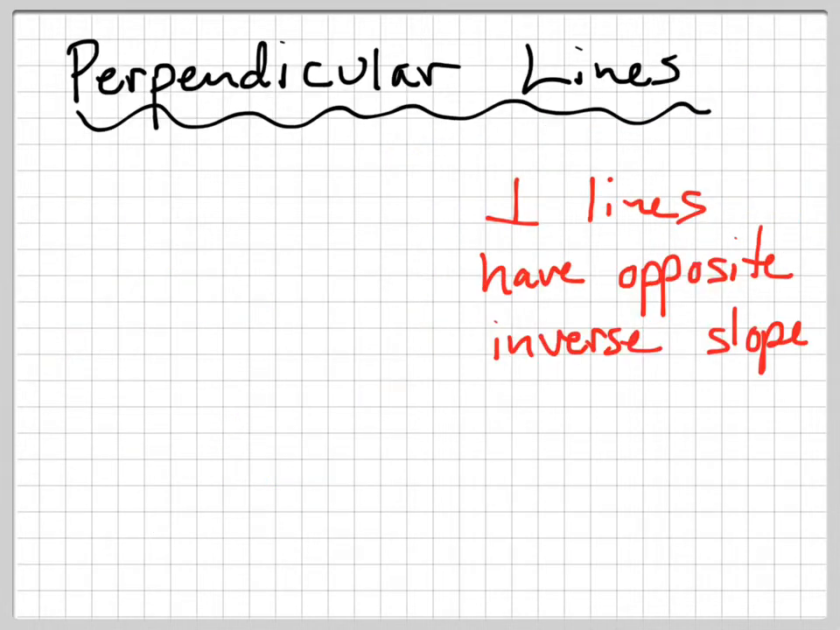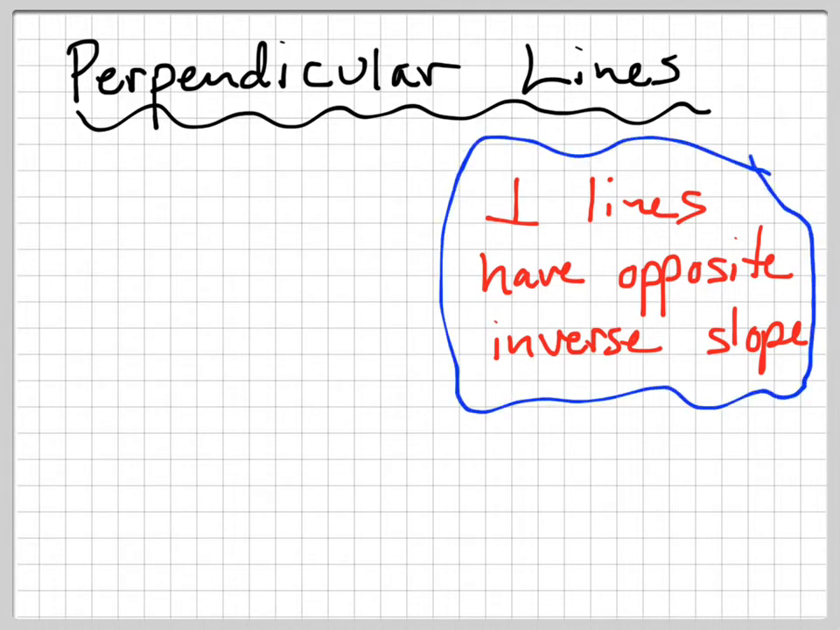Okay, let's switch gears and talk about perpendicular lines. I wrote the statement over here. Perpendicular lines have opposite inverse slopes. I'd like you to put a little bubble around that. And let's talk about what that means. Using variables, if I had a slope of a over b, the opposite inverse of that, opposite meaning we're talking about the sign, would be negative b over a. Okay, we also call this the opposite reciprocal.